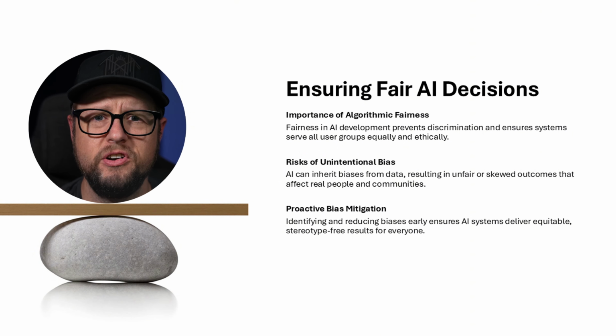AI algorithms can inadvertently learn biases presented in training data, leading to biased decision-making, perpetuation of stereotypes, and false information. Ensuring fairness involves proactively detecting and mitigating these biases to promote equitable outcomes for all users.